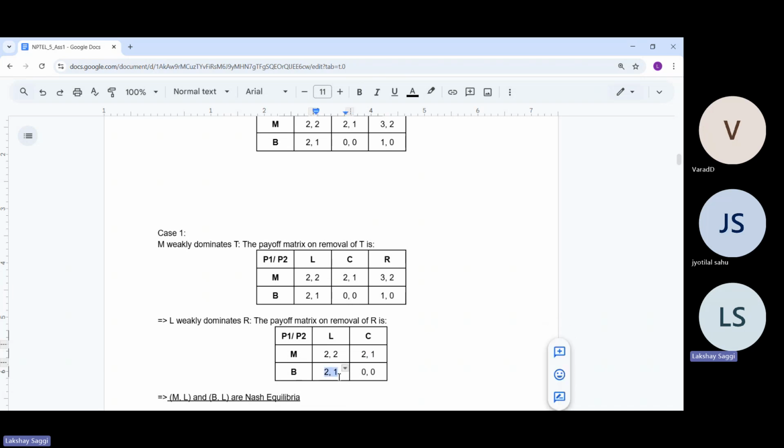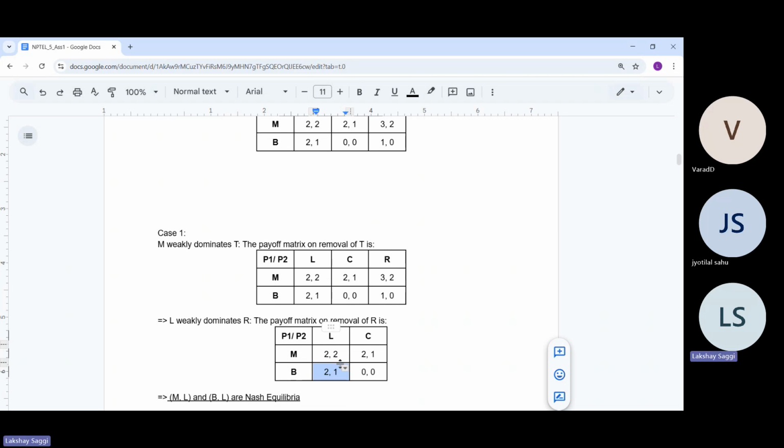Now let's check B comma L. Is this a Nash equilibrium or not? Let's consider the row player first. For the row player, the current payoff is 2. If the row player switches from B to M, the payoff still remains equal to 2. So the row player has no real incentive to switch, because the payoff remains the same.